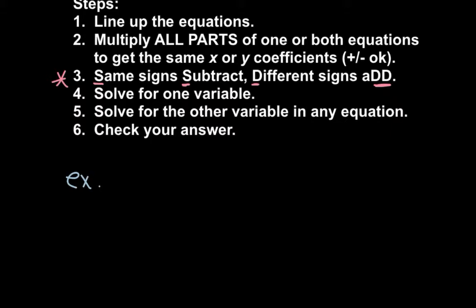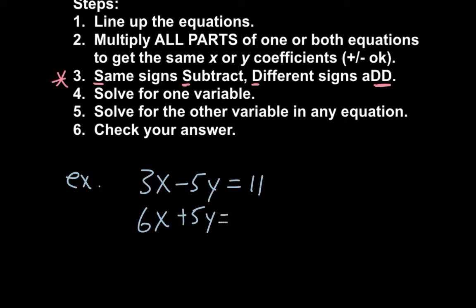So my first example is going to be this system. I'm going to have 3x minus 5y equals 11. Then I'm going to have 6x plus 5y equals 7. And I try to make sure that you're caught up with me right now. So if you're copying something, quick pause it and then copy this down.